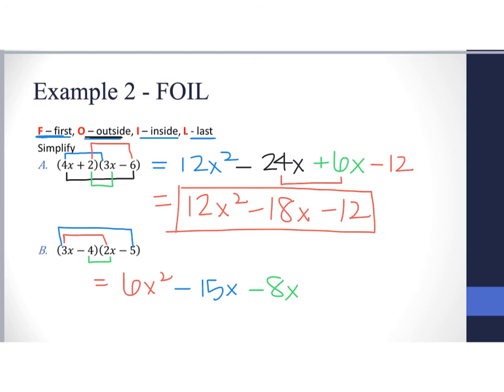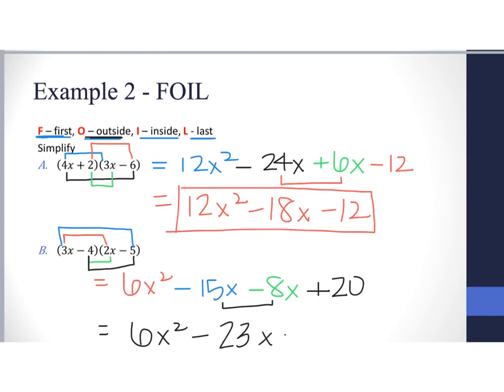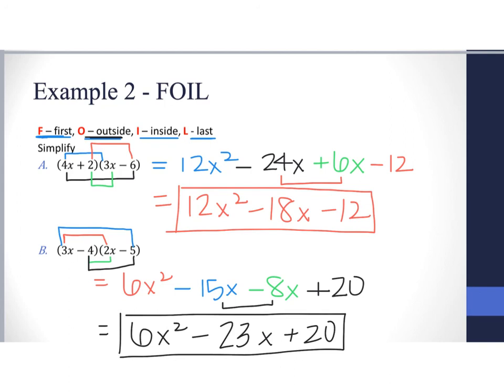And my last terms in each binomial are going to be the negative 4 and the negative 5. So negative 4 times negative 5 is a positive 20. And now I'm going to go ahead and simplify and combine my like terms in the middle here. So I'm left with 6x squared minus 23x plus 20. And this is the last example for the part 1 video.